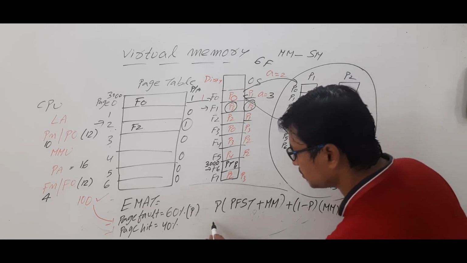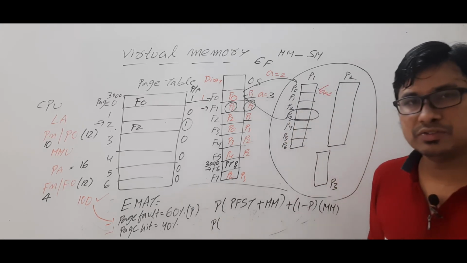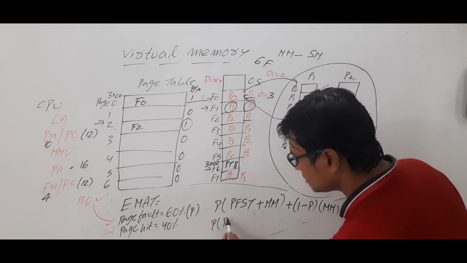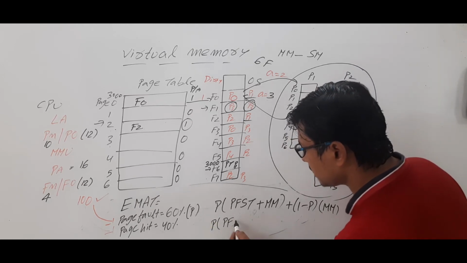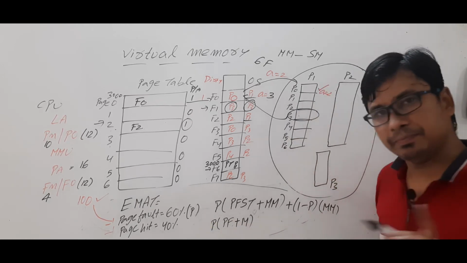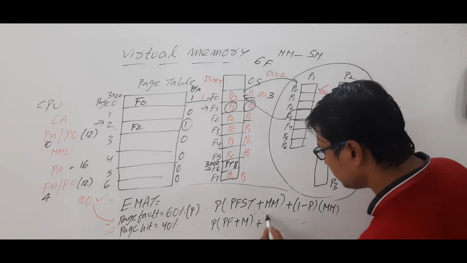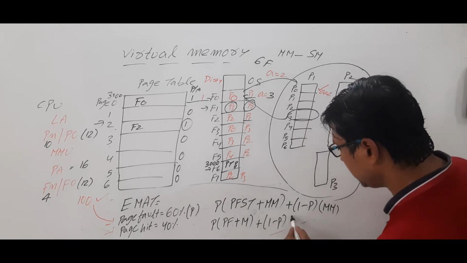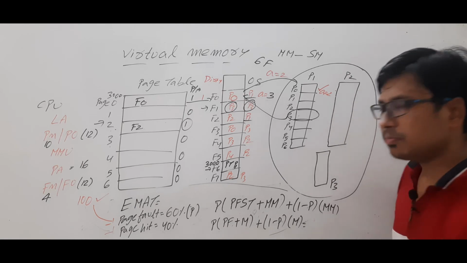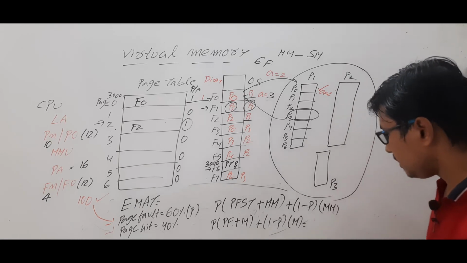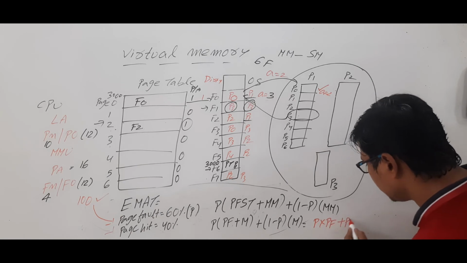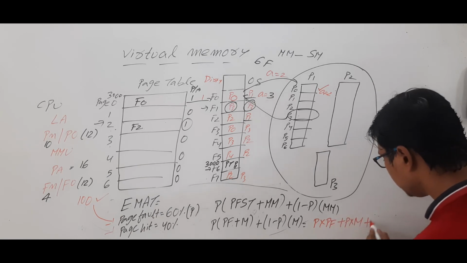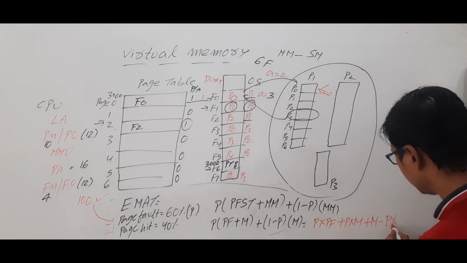So how can we compute is, let's keep the page fault rate as P, and this is the page fault service time as I am keeping it as PF, and then you are accessing the main memory time is M. Is it clear? Then 1 minus P into main memory access time is M. Let me expand this one. P into PF plus P into M plus M minus P into M.